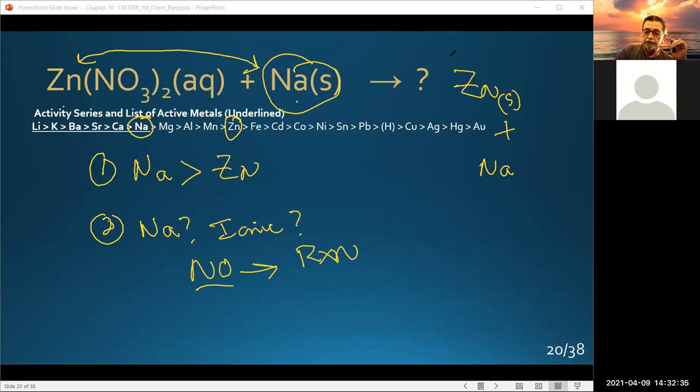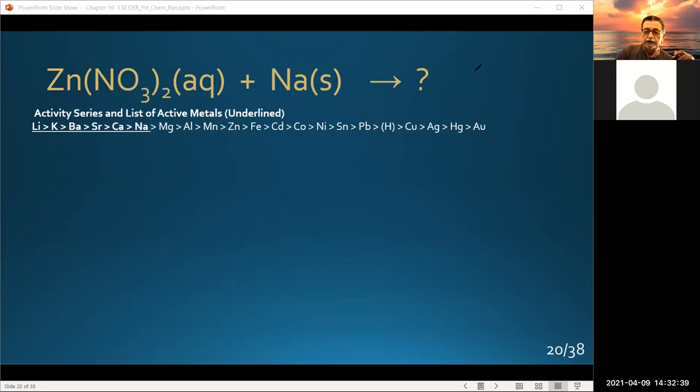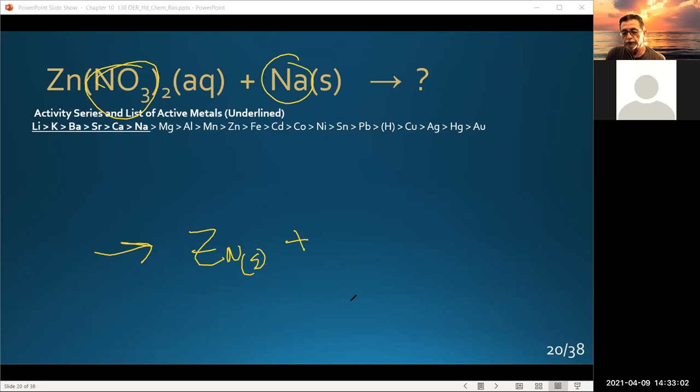Let me clear this up a little bit. So we understand there's going to be a reaction. Let's clear the screen here a little bit. And so we know the products. I'm just going to put the products here. Zinc is going to be converted to elemental form, and we're going to have sodium and the nitrate, because we're exchanging here.